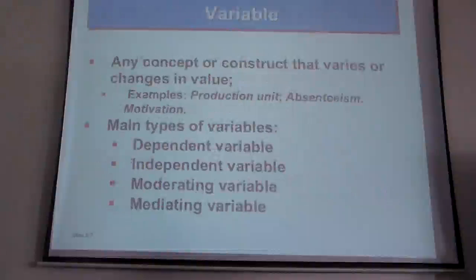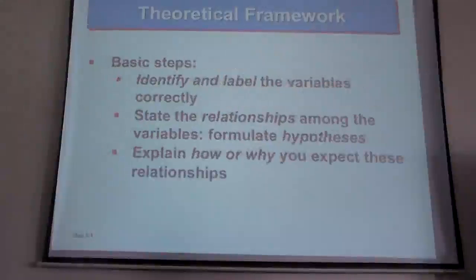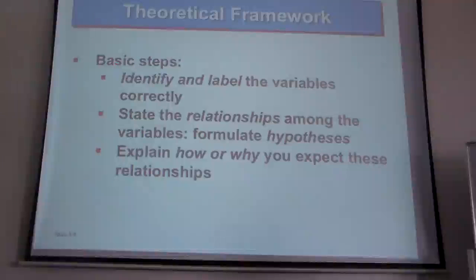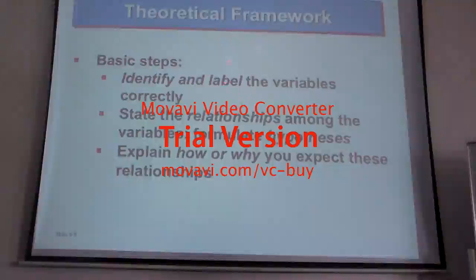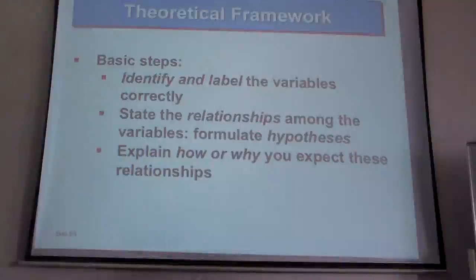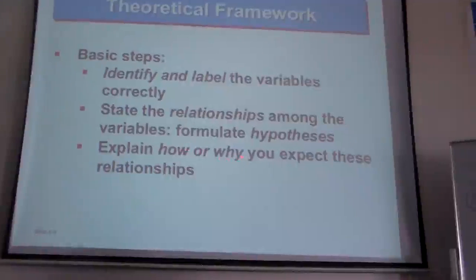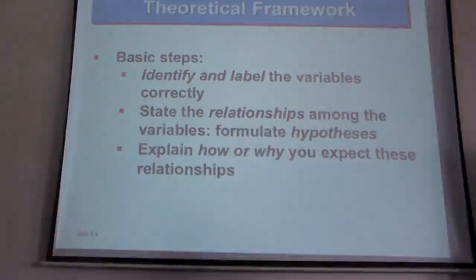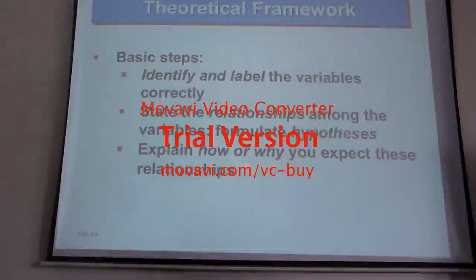If we go back to the steps of the theoretical framework, first we identify and label the variables correctly. Then we state the relationship among the variables. This is how to formulate the hypothesis. After that, we explain why we expect this relationship and how we expect it. This is what we mean by reasoning. Reasoning means the reason behind it. Okay?